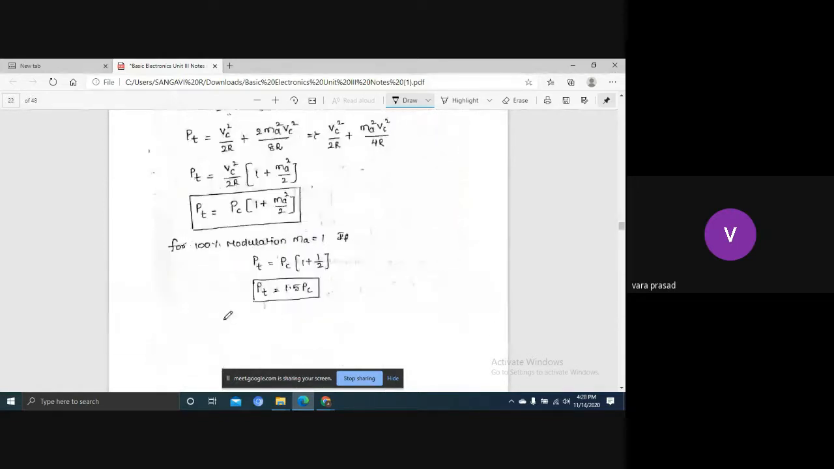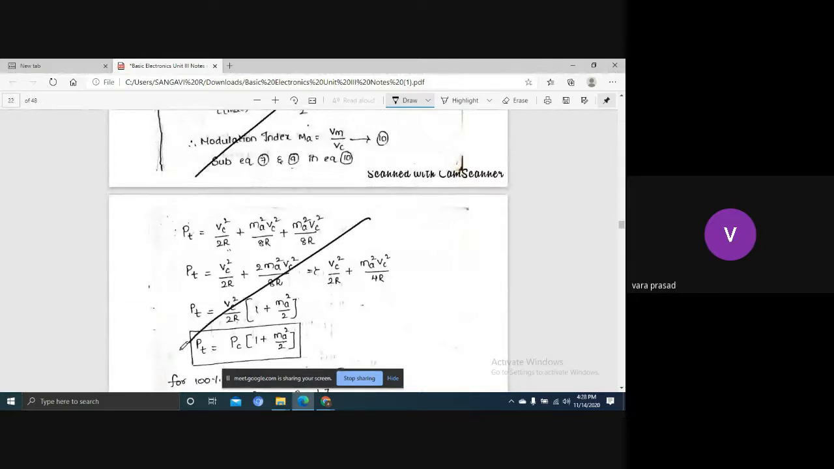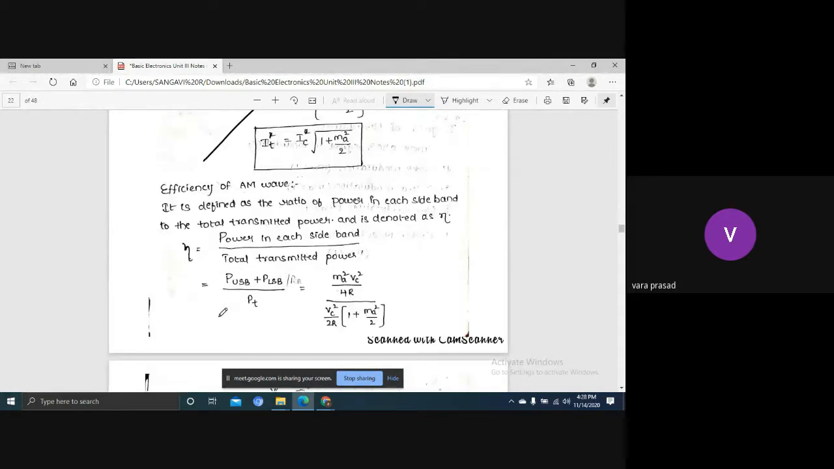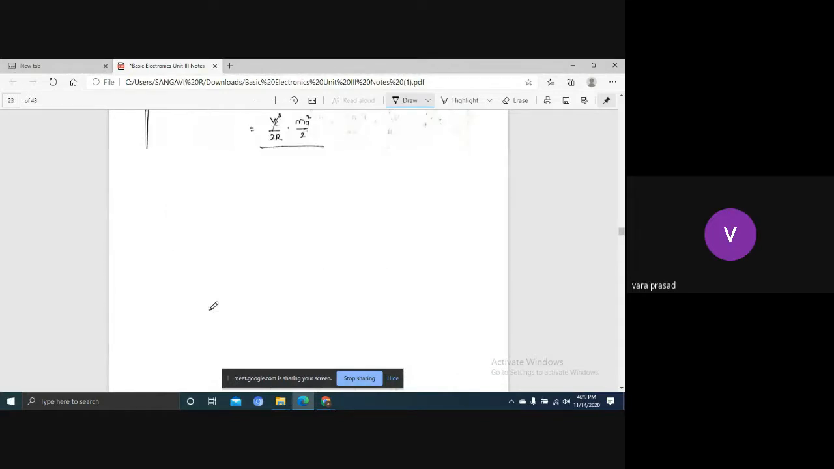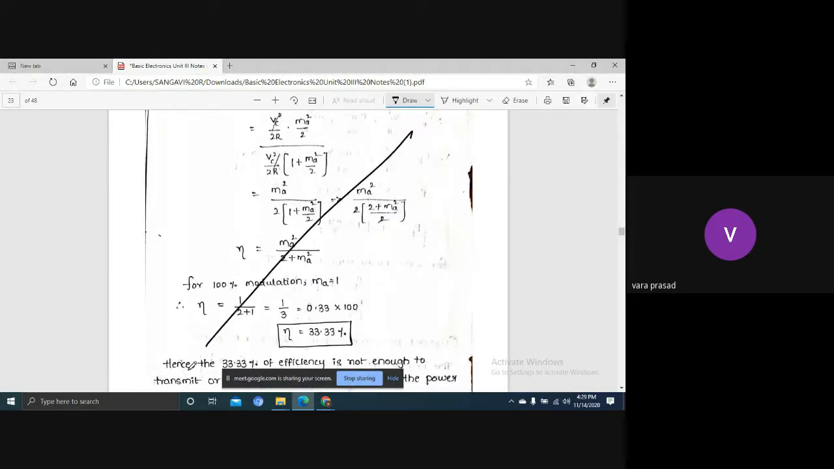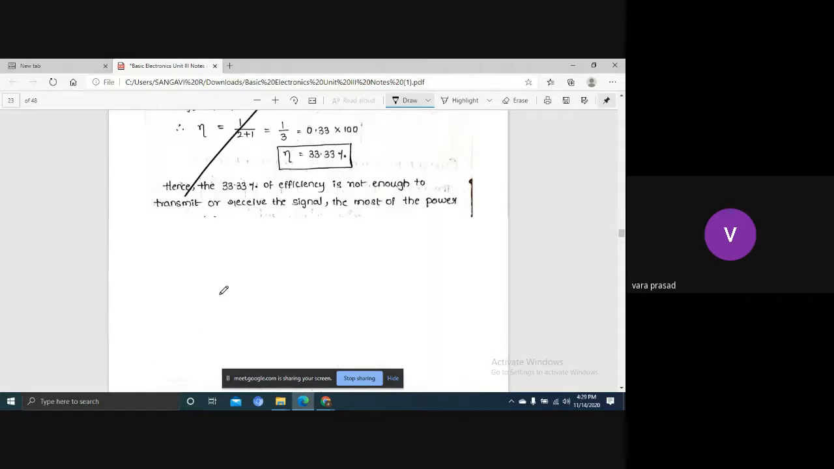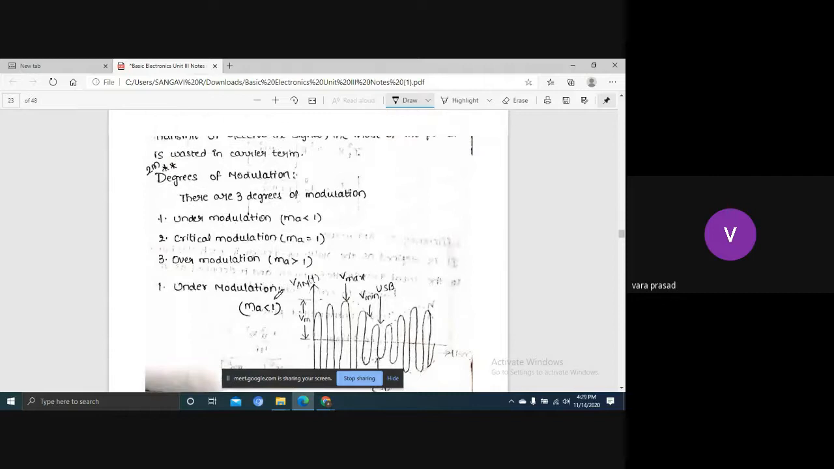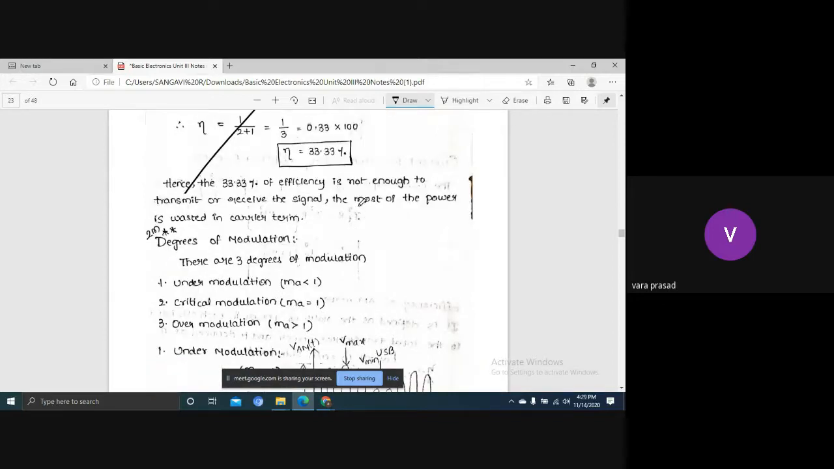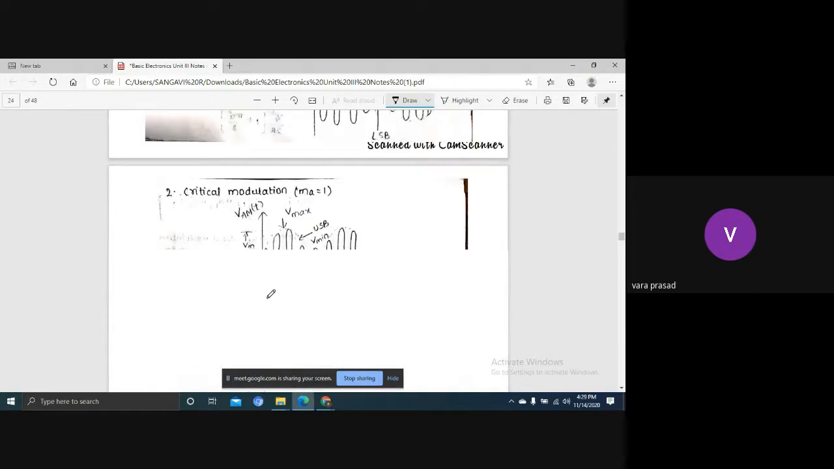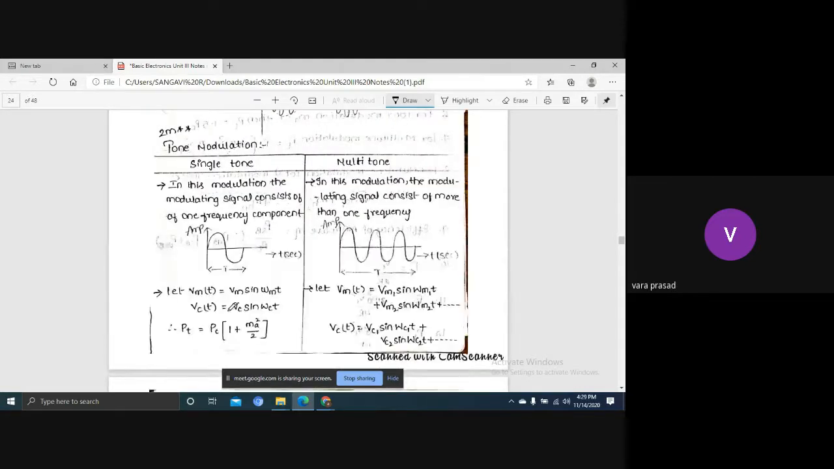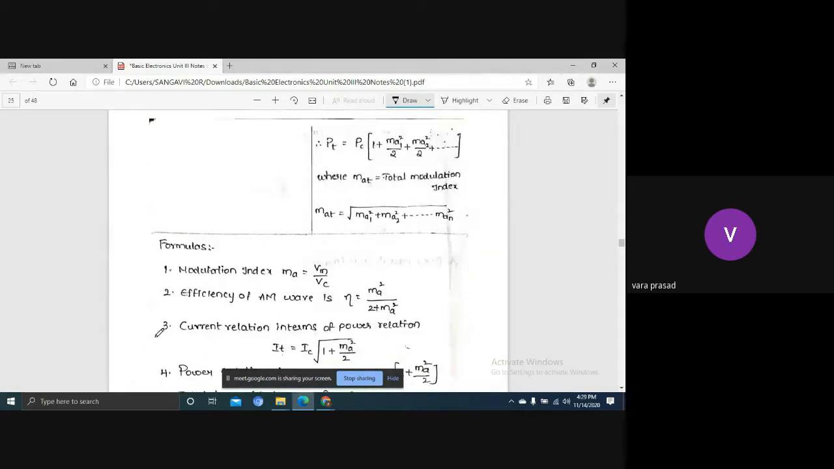Okay, next frequency modulation. These you don't want. Efficiency. Okay, next one. This is the degree of modulation. This you don't want. Critical modulation, over modulation. These are single tone, multi-tone. Okay.